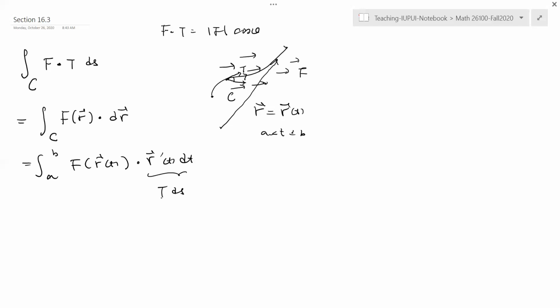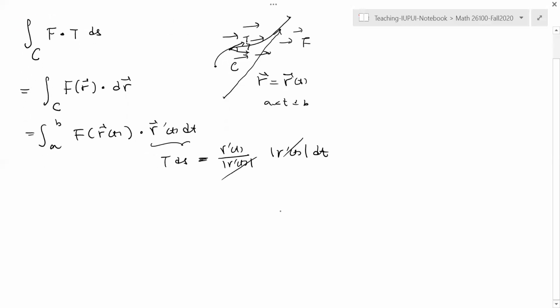Now, actually, this part is just T ds. The reason is the unit tangent vector. Let's see why this is true. The unit tangent vector is calculated using this formula, and ds is the length of the tangent vector times dt. So multiply this out, it cancels out, and you get the result. That's the whole picture.